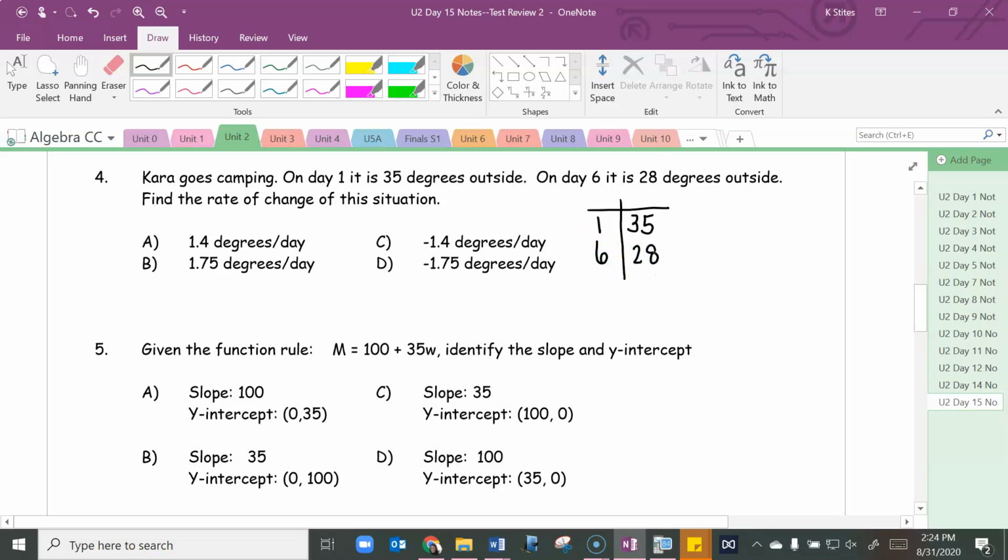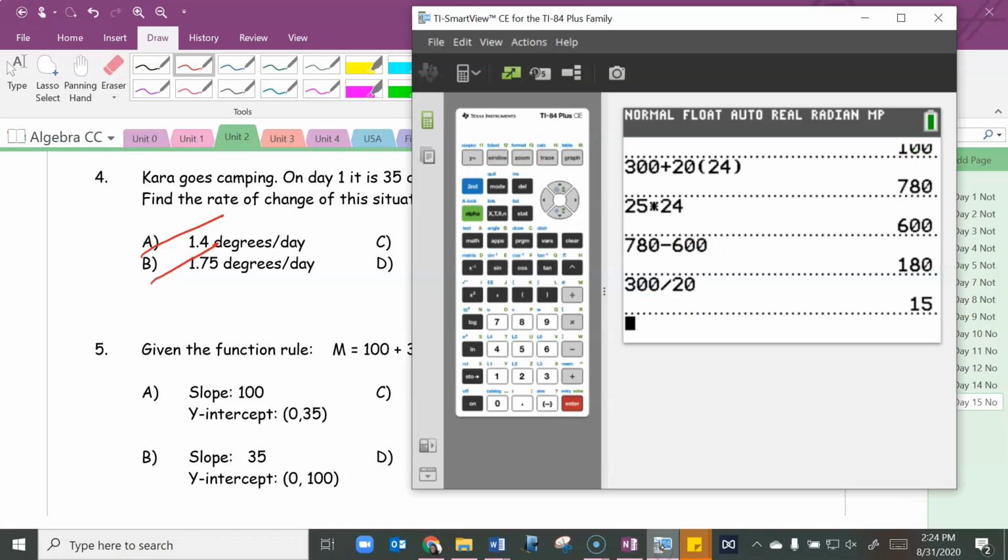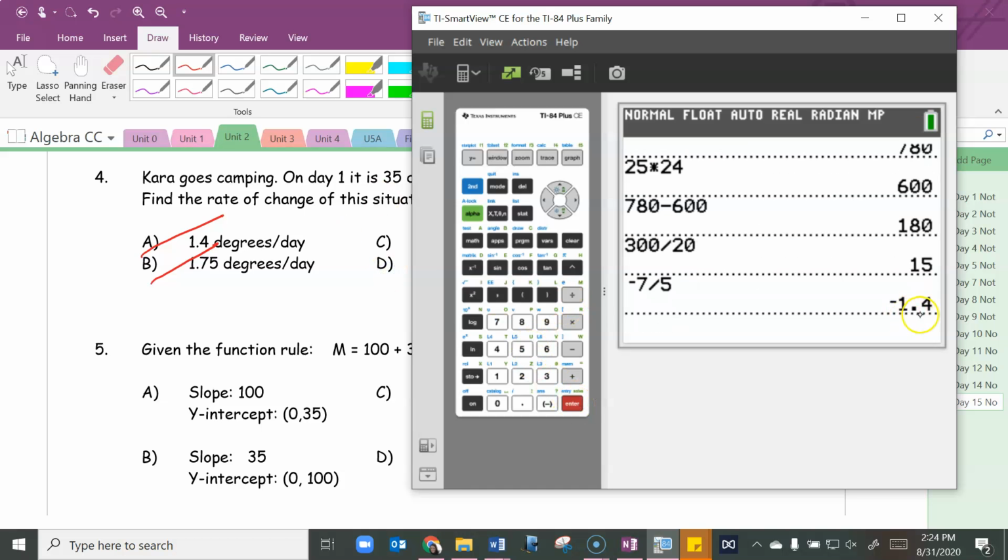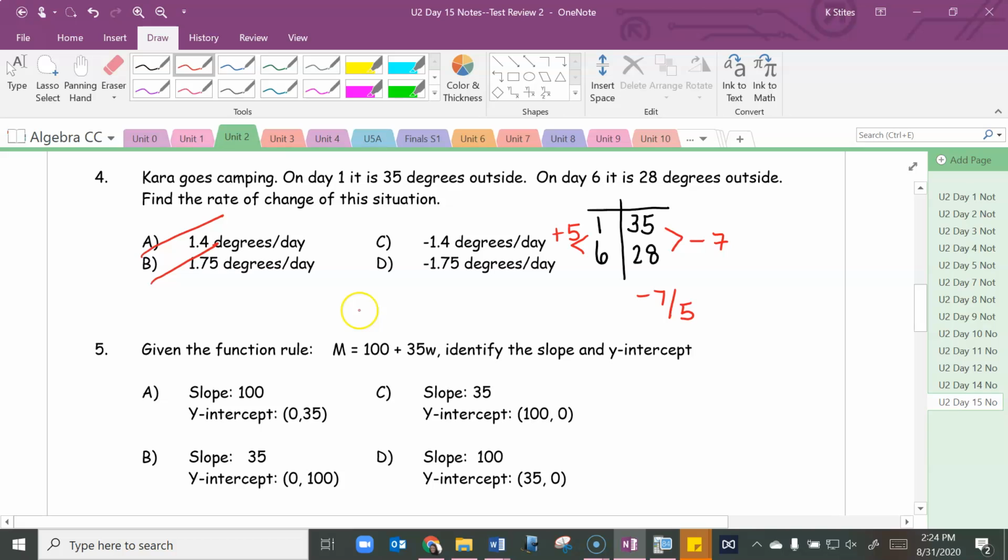Now you can either do your jumps or you can go ahead and do your slope formula. But what you should notice is the temperature is dropping, which means that your positive rates are going to be incorrect. 1 to 6 is up 5. Okay, finally I'll divide, and I'll use my calculator to figure out what that is. And this means the temperature is dropping 1.4 degrees per day. So C is my answer.